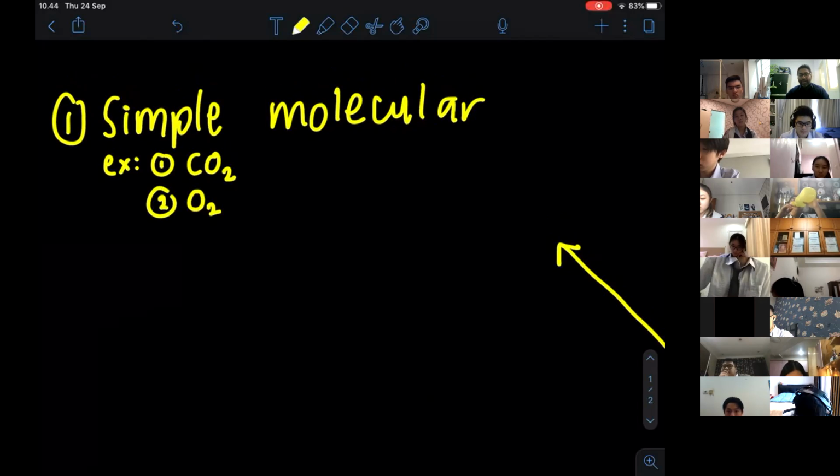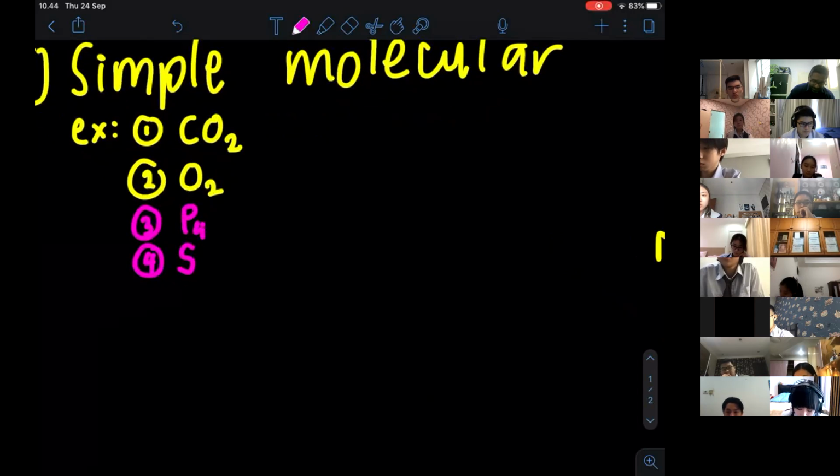How about having the same atoms bonded together? Can we have 2 examples related to that? Megan, can you recall the one that I gave you during the lesson? Something related with P and something related with sulfur. P4 and S8. Please take note, they do exist in the form of molecules. Solid phosphorus is always P4. Solid sulfur is always S8. So this one is simple molecular.